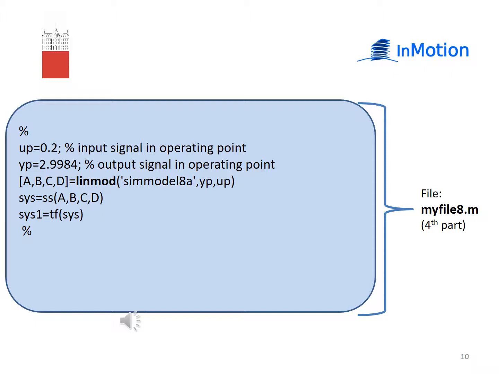Inputs to the linmod function are in our case the following. First, the name of the simulation nonlinear model with inports and outputs. The second and the third input are the state and input signal in the chosen operating point. As our system is of the first order, the state and the output can be chosen as equal signals. From the state space form, a transfer function is also generated.